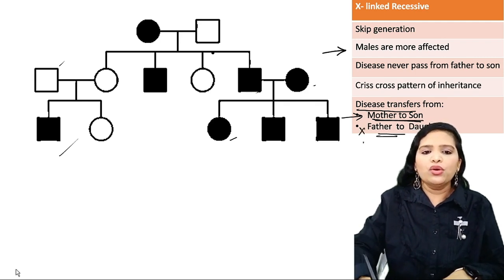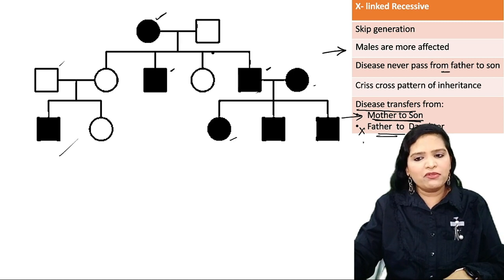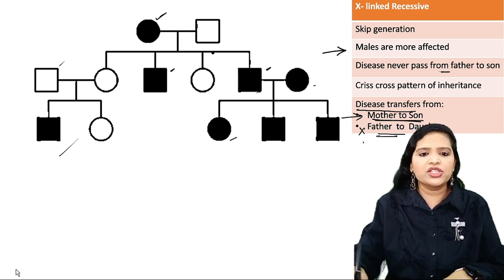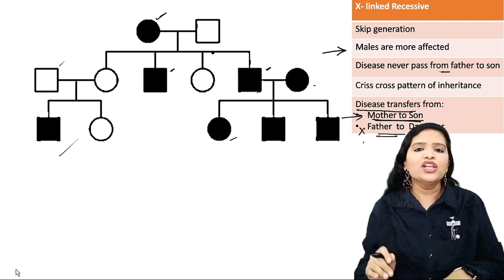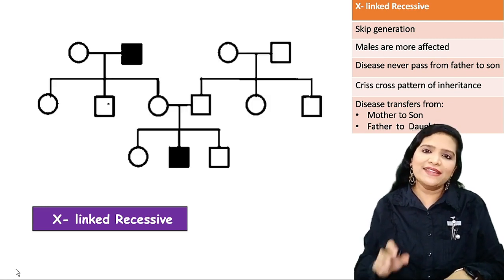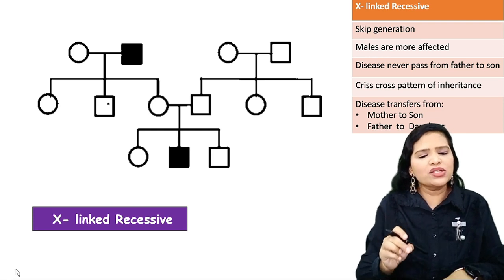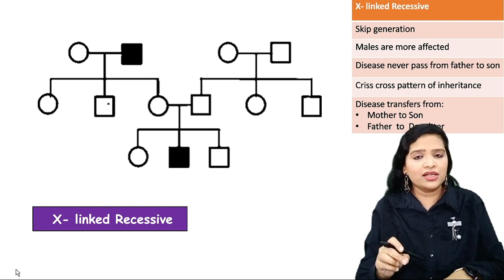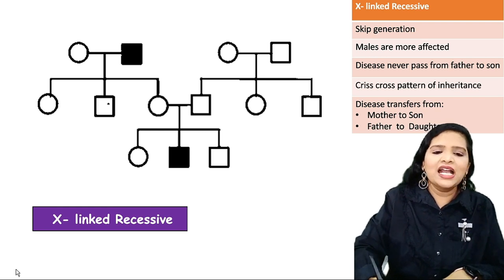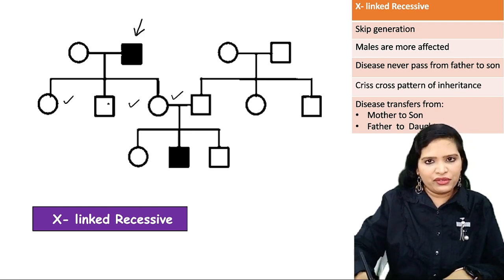Okay. So from the mother, the disease goes to all his sons. Disease never passes from father to son. That is also not shown in this picture. So these two rules are applicable. So this is an example for X-linked recessive disorder. So look at this picture. This picture is also a very good example for X-linked recessive disorder. How? Because the father is affected, the kids are unaffected.